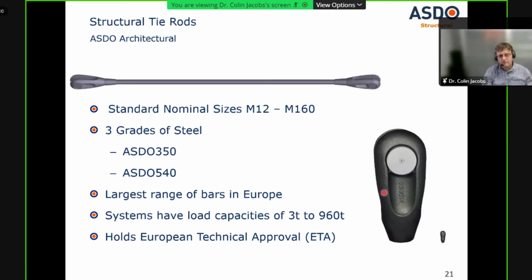And we're also one of the first, or the first company to gain the European technical approval, which means we have an independent body come into our works every year and investigate our production and test our materials to make sure we can use the CE mark in Europe, which is a legal requirement in Europe.